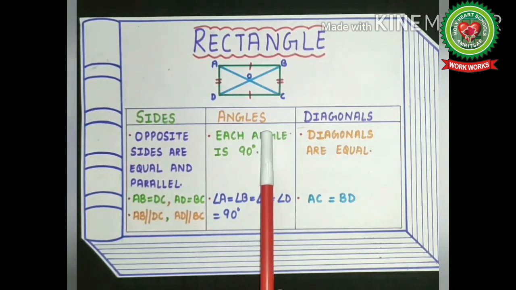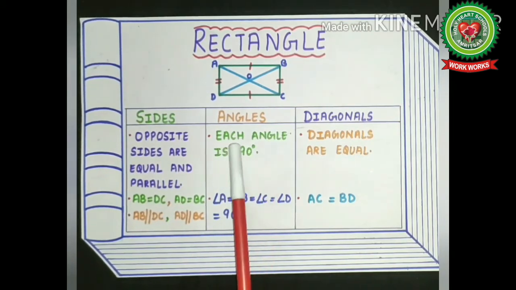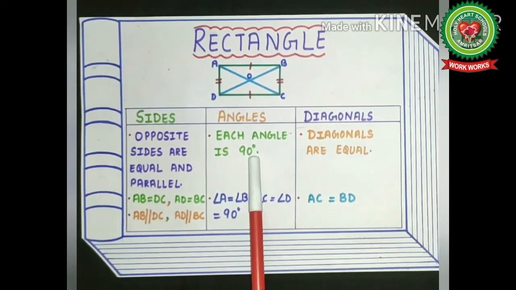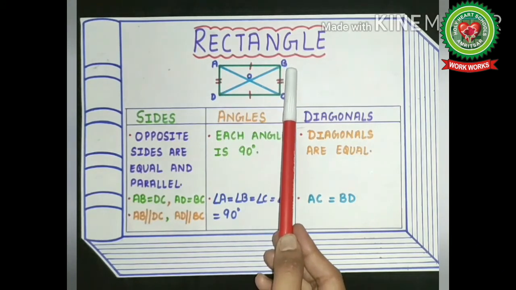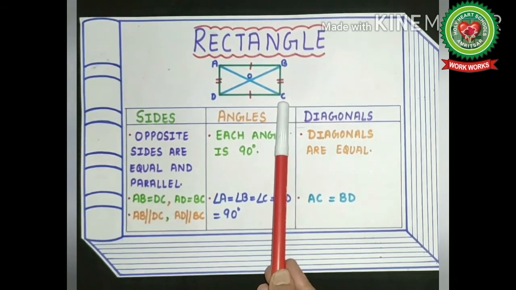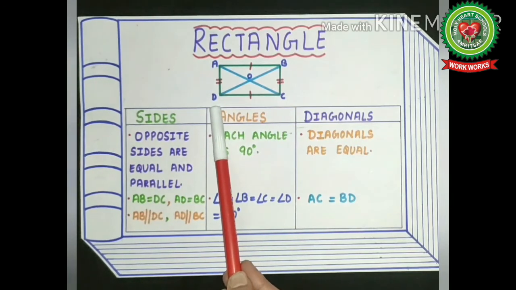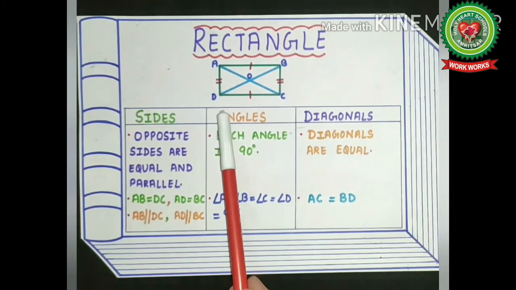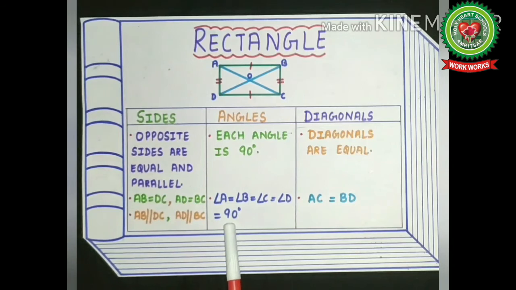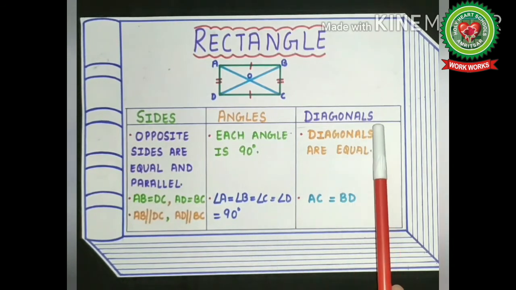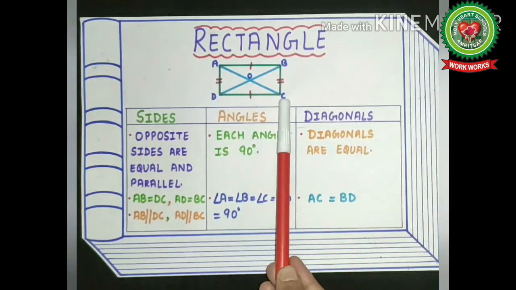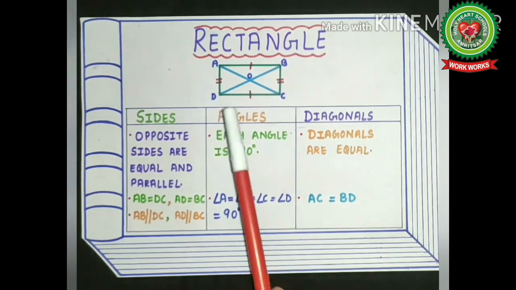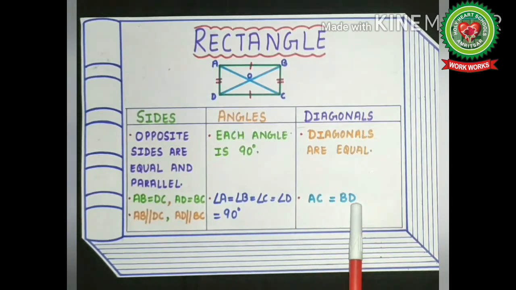Next, angles. In a rectangle, each angle is 90 degrees. That means angle A is equal to angle B is equal to angle C is equal to angle D, and equal to 90 degrees. Next is diagonals. In a rectangle, diagonals are equal. So first diagonal AC, second diagonal BD. So AC is equal to BD.